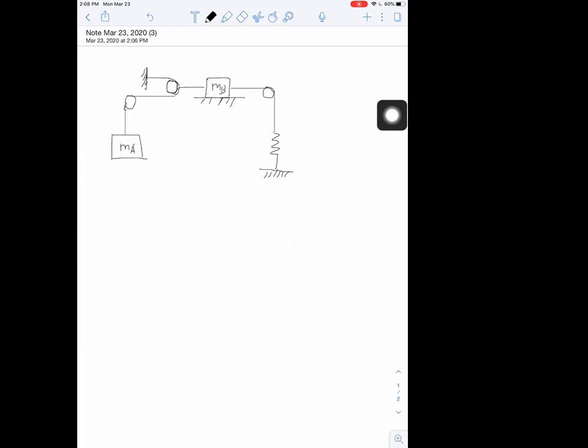So the initial length of the spring, let's call it L0. That's the initial length of the spring. And at one moment, the spring is stretched to delta L. Just that's at one moment, one instant, when MA is falling, then the stretch of the spring is delta L. And we're trying to find out what is the VA, speed of A and speed of B, when this stretch of spring equals delta L.